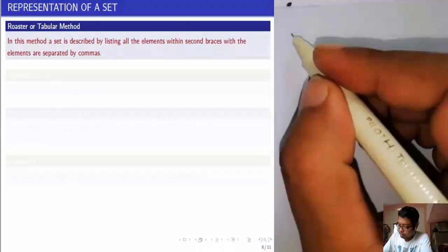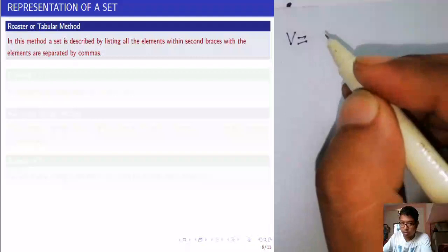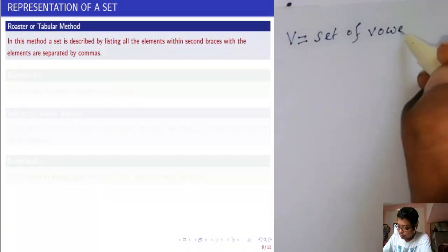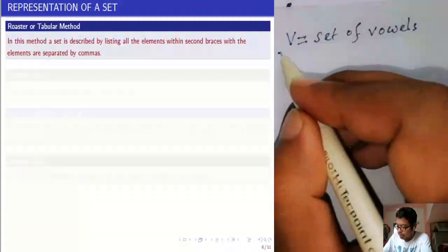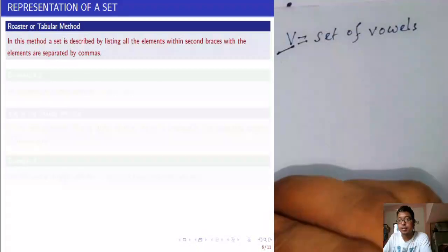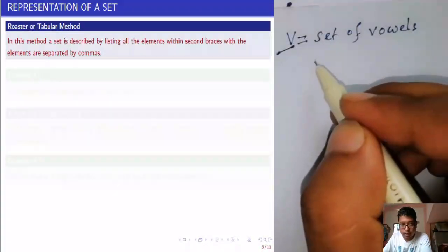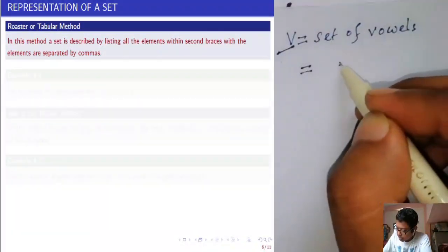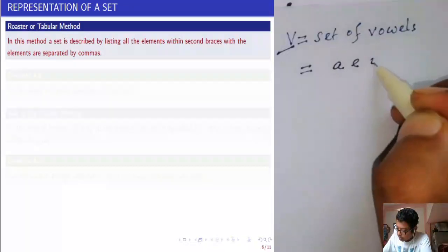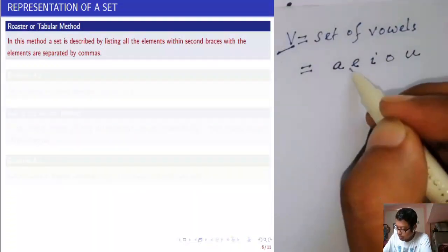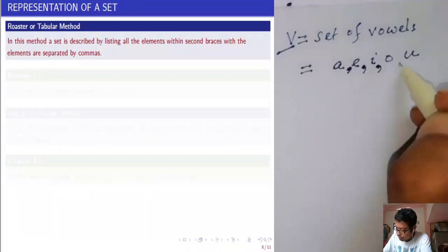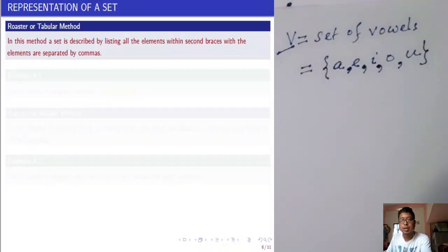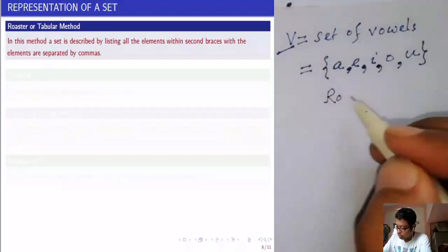Suppose I want to give a name to the set of vowels, and that is denoted by a capital letter. I'm using the capital letter V here. If I want to write in roster method, we have to write all the elements. Elements are denoted by small letters, and they are separated by commas, and they are written within curly braces. This is known as roster method.